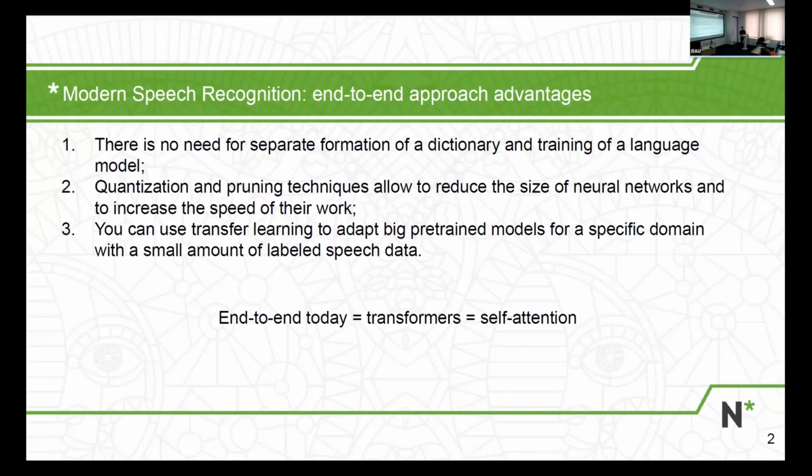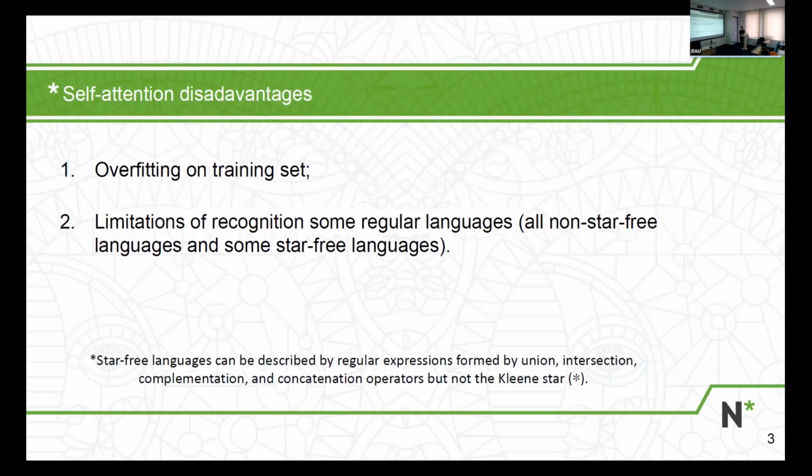Most of the end-to-end systems are transformer based. They have a transformer based architecture, which means that most of them use self-attention algorithms. But self-attention algorithms have some disadvantages. First of all, it was said today that it has some problems with long sequences. I can add that overfitting on the training set can happen.